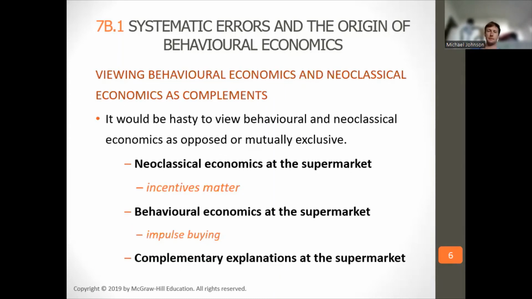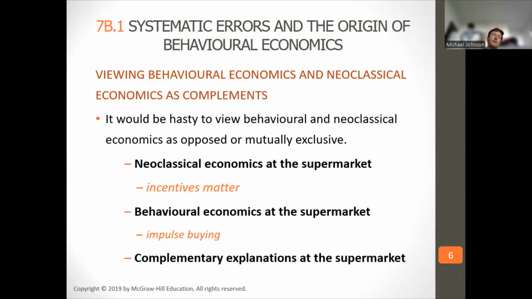And so you need to have both. Both are very important. So neoclassical economics is good for incentives. Using incentives for people does work. And then behavioral economics goes through things like impulse buying at the supermarket, which would kind of evade incentives.